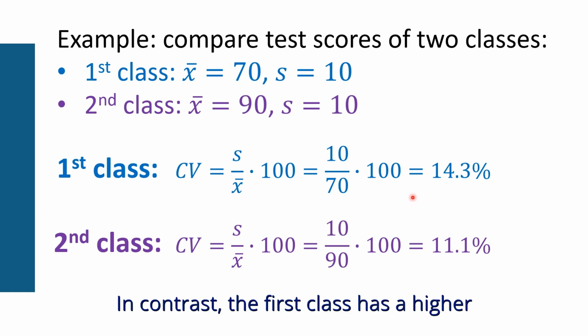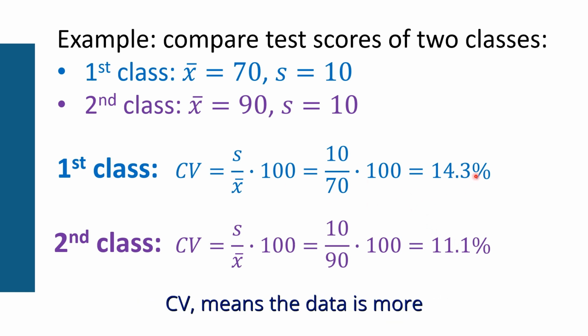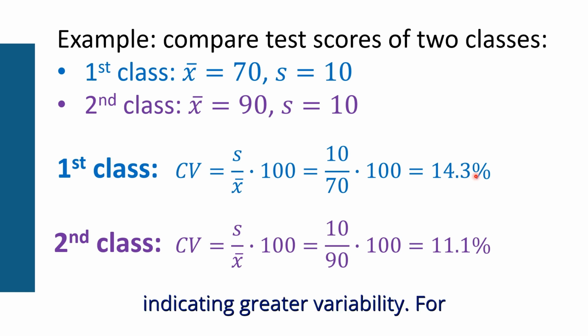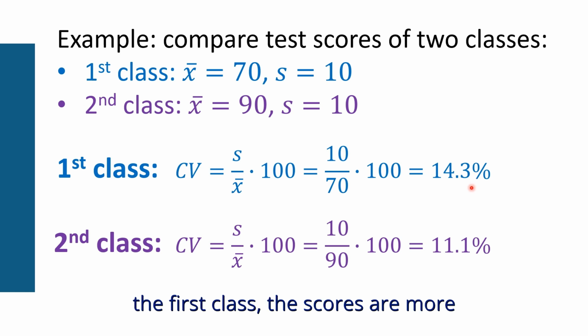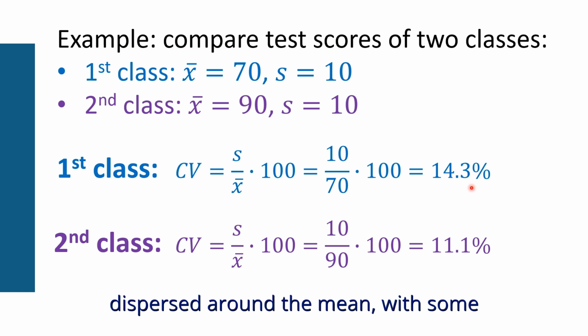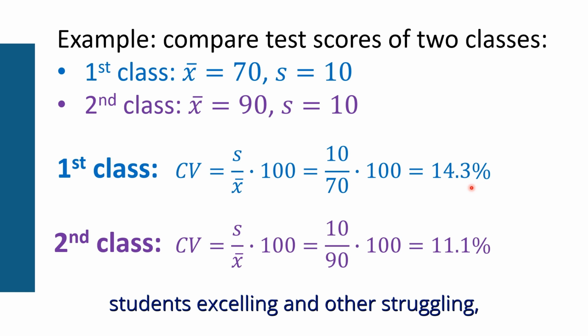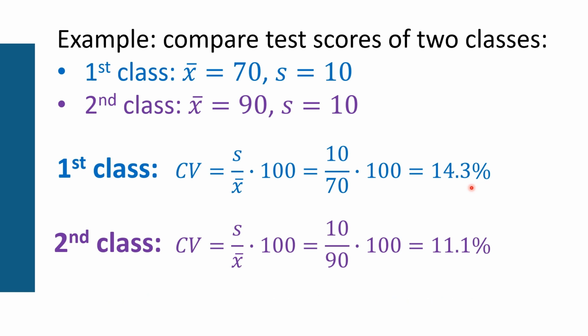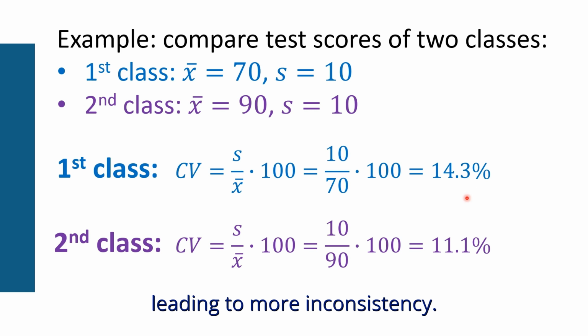In contrast, the first class has a higher CV, which means the data is more spread out from the mean, indicating greater variability. For the first class, the scores are more dispersed around the mean, with some students excelling and others struggling, leading to more inconsistency.